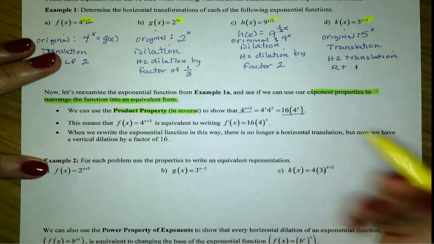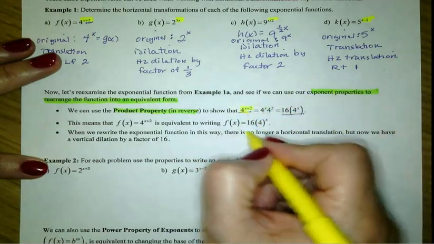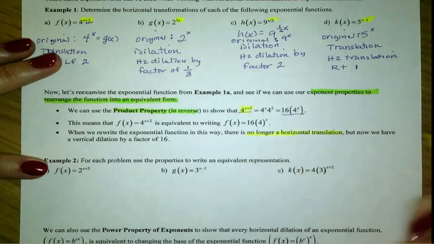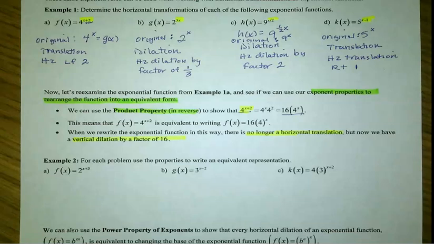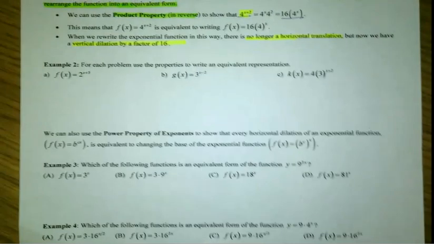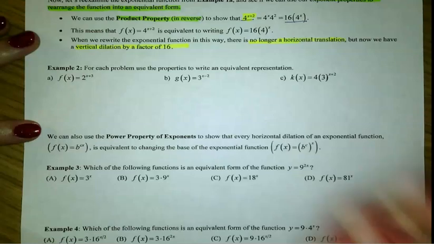And so now the equation that we started with right here no longer has a horizontal translation. It has a vertical dilation by a factor of 16. So that's kind of interesting how we can use that property to rearrange the problem and come up with an equivalent version of that exponential function. So that's what we're going to do right now. We're going to practice that property. It's actually something that we use quite a bit in calculus, so it's really great that we're practicing that.